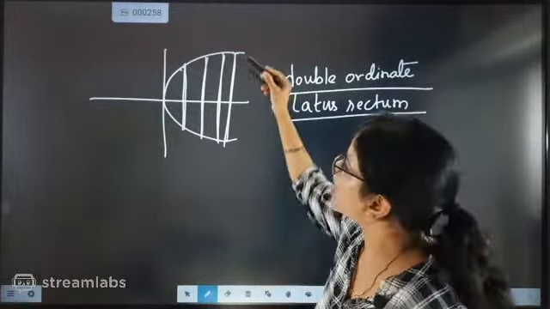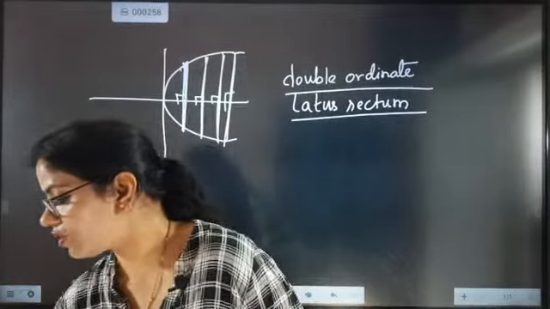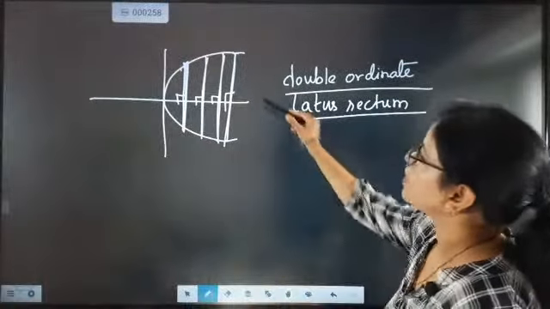Just 1 minute, beta. They are going to be called what? They are going to be called double ordinates.